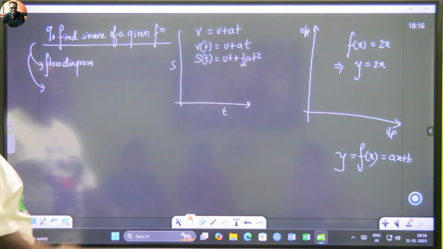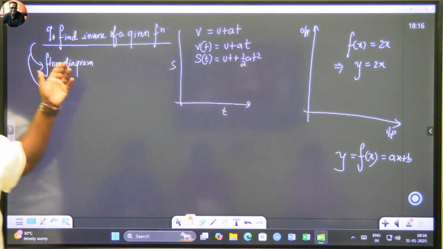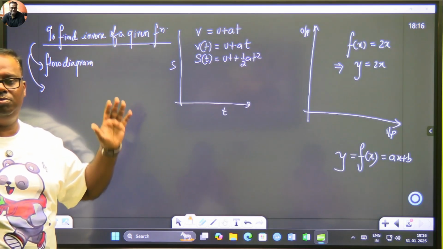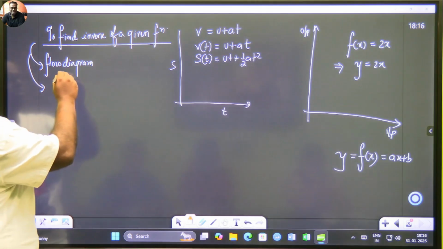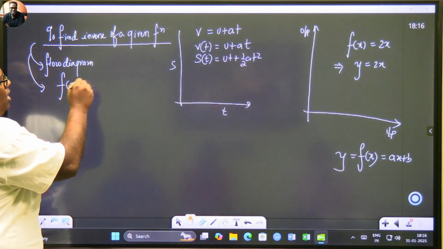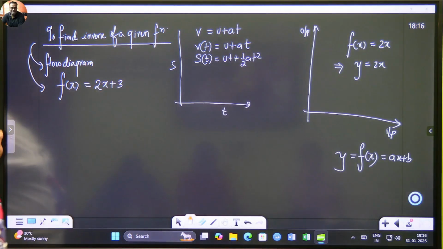So we are now going to calculate, see flow diagram. Flow diagram is there in your book. I will not say that there is no problem to be solved by flow diagram. Everyone solves it by the other way. Okay, let's say we take a function f of x is equal to 2x plus 3. We will calculate its inverse step by step.